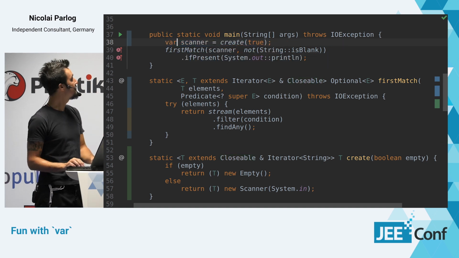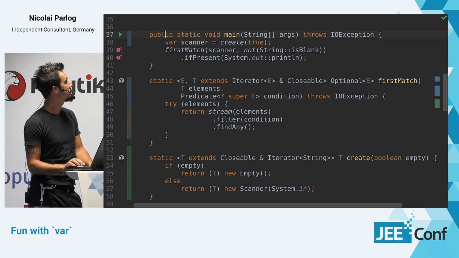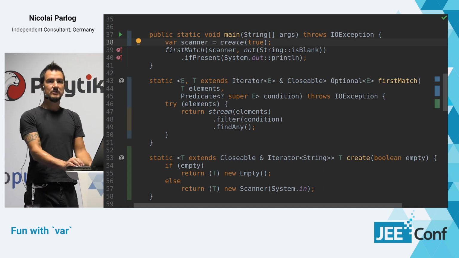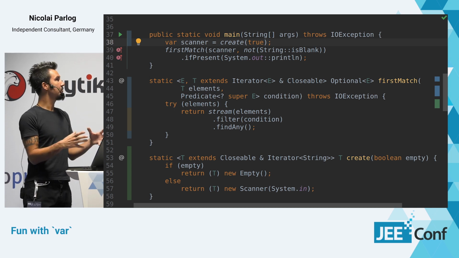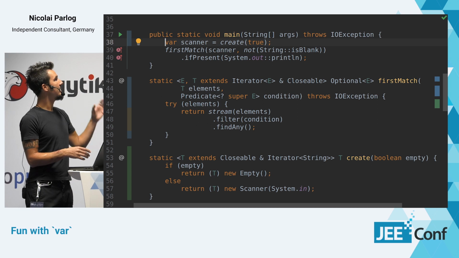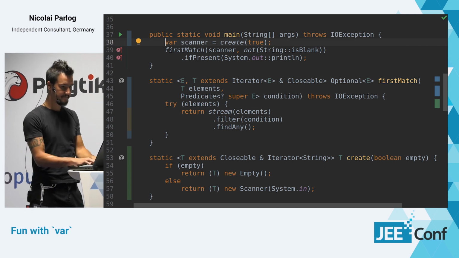Because the cool thing is you can put var here, and if you look at the bytecode, you would see that this is actually of the type closable and iterator of string. So we can use var to assign a type that we can otherwise not express in the Java language. And we can use this in situations like these.